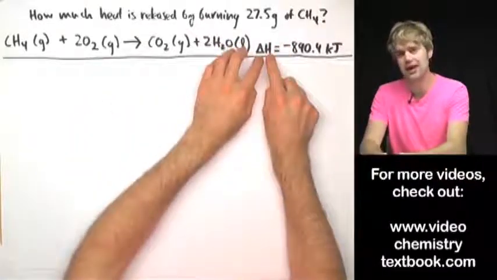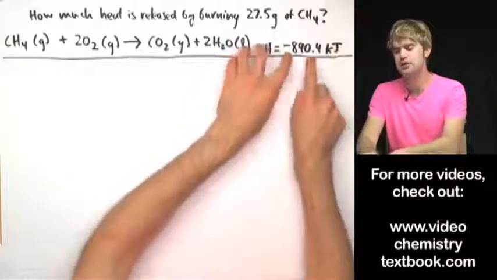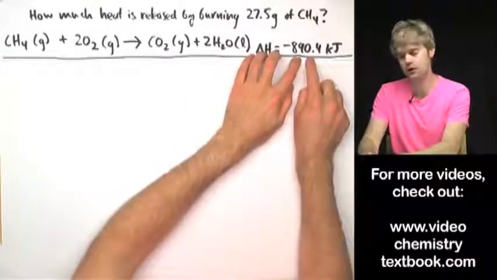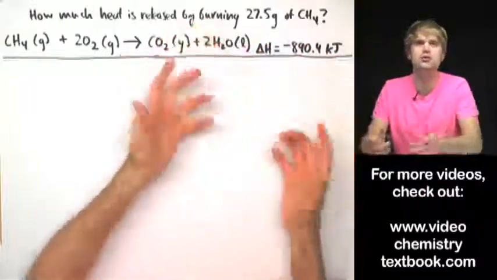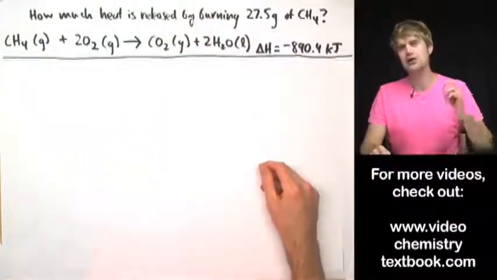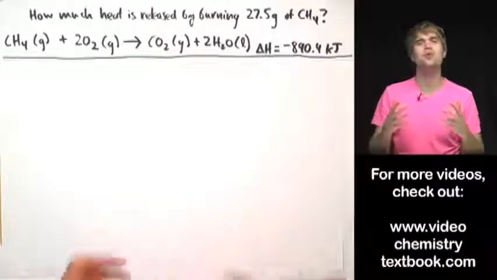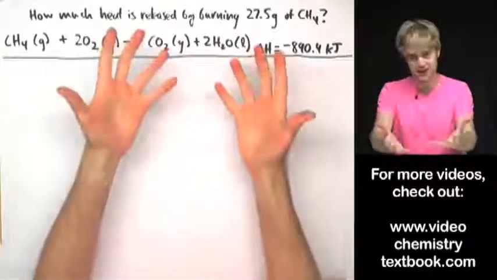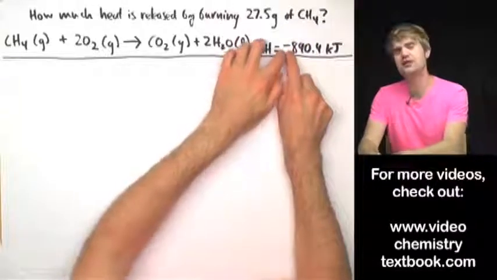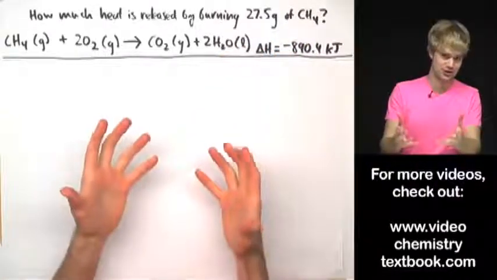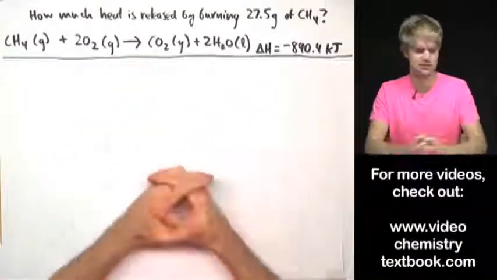And that's what this delta H thing is over here. This number is telling us how much heat we're dealing with. It's 890.4 kilojoules, which is just a unit that we use to measure heat. Now, just in case you weren't sure whether burning natural gas releases heat or absorbs it, we have this negative sign here. The negative is telling us that this is an exothermic reaction, which means that heat is released.